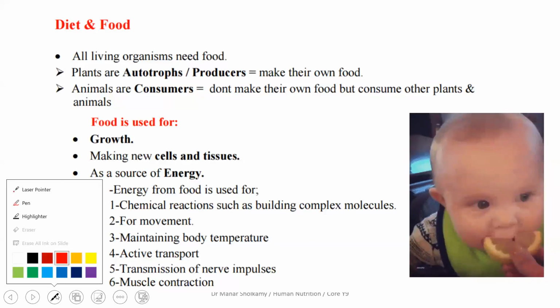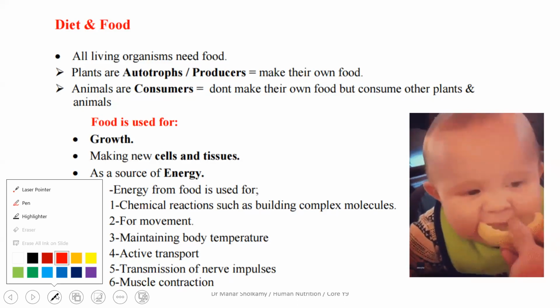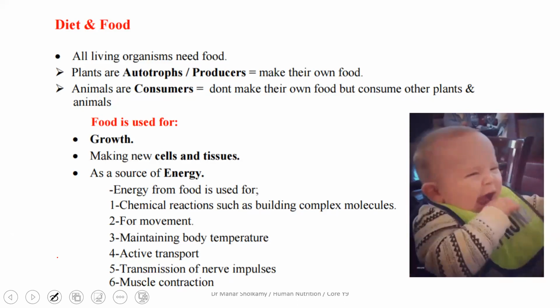Okay, I'm going to start. If you have any questions, you can raise your hand. We will start with the definitions.